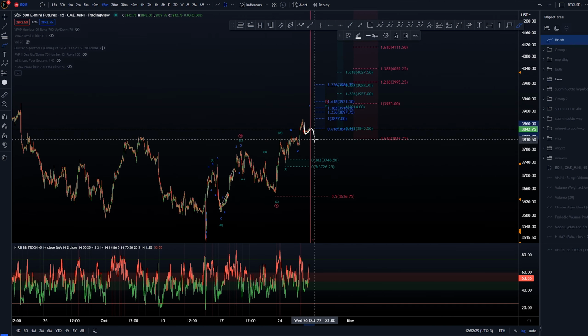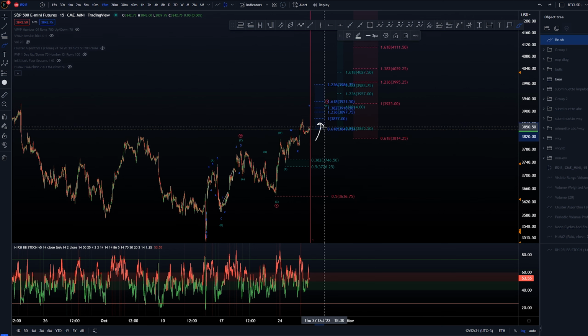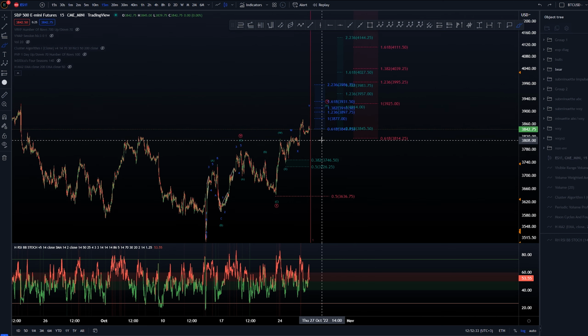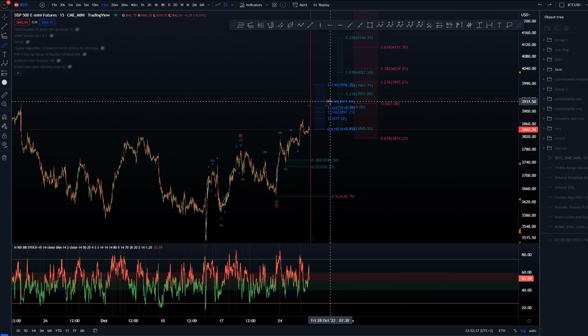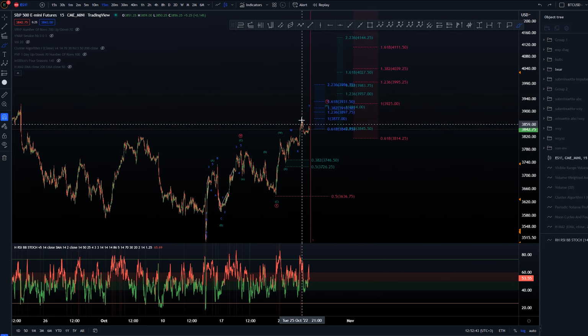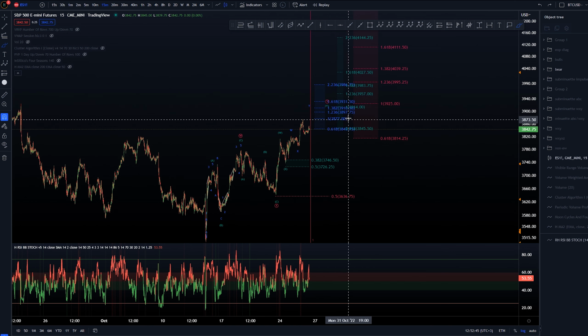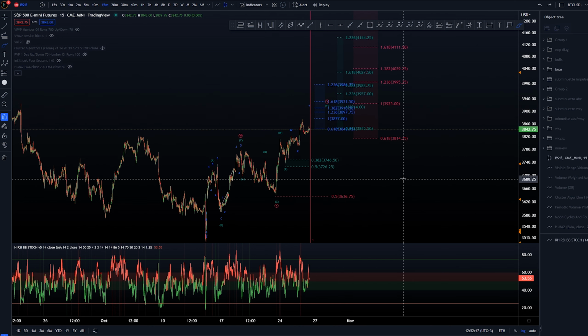Definitely looking for this small retracement here, and then possibly one more high to be made to get us to these areas over here around 3900 to 3940 or 50, give or take, somewhere around there. And then I'm definitely looking for short possibilities. But I think that is pretty much everything I want to share for S&P 500 today.